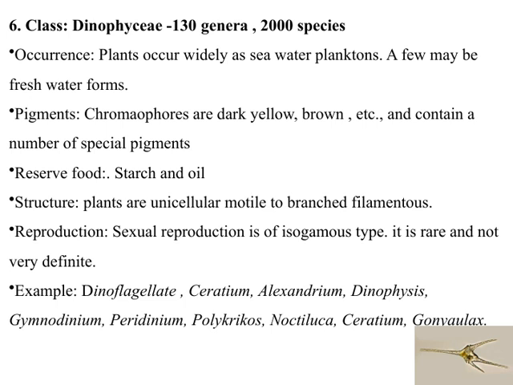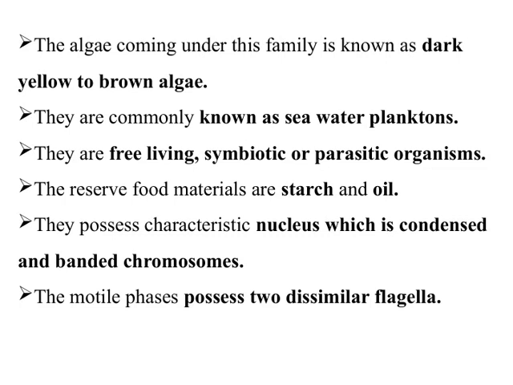Some notable examples you might come across include dinoflagellates like Serradium, Alexandrium, Dinophysis, Gymnodinium, Paradinium, Polycricos, Noctiluca, and Goniolax. These organisms play significant roles in marine ecosystems, especially in phenomena like red tides and bioluminescence, which ties back to the overall theme of their ecological importance. The algae classified under this family are typically known as dark yellow to brown algae. These are commonly referred to as seawater planktons, which highlights their presence in marine environments.